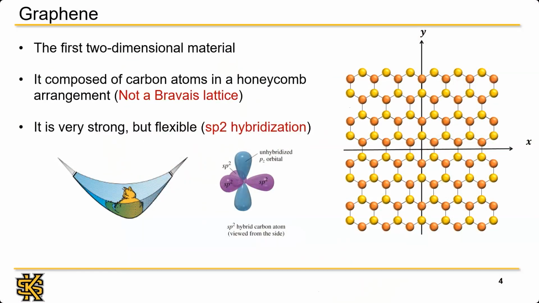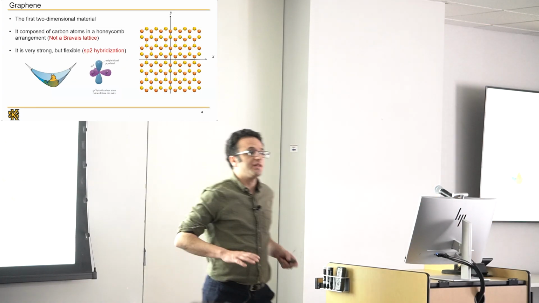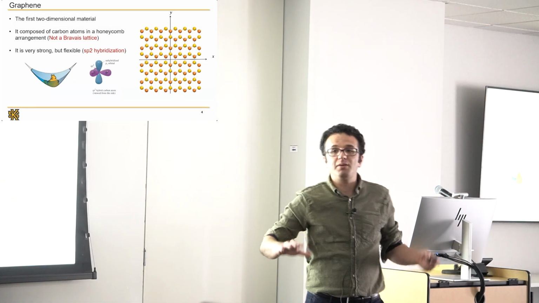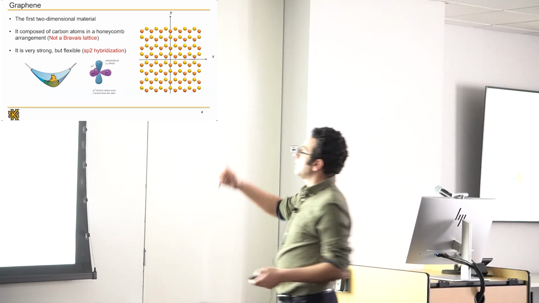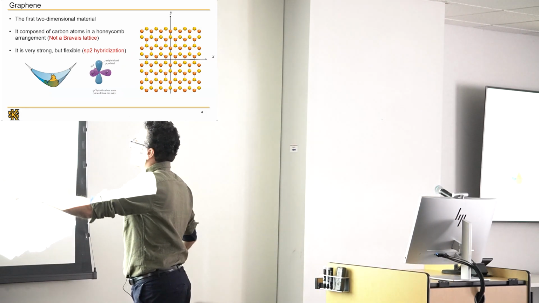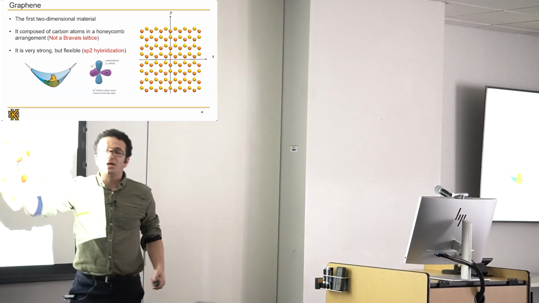If we're going to talk about the orbitals, in the plane, graphene is extremely strong. And that's because what keeps the plane stable is the sp2 hybridization of the orbitals. Whatever is left from these orbitals is the pz orbital that sticks out of the plane.